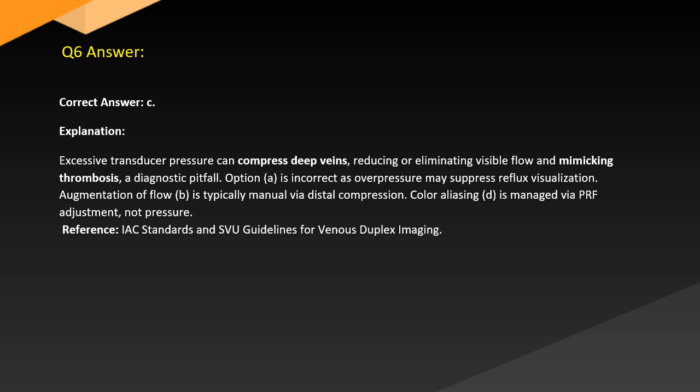Answer. Correct answer: C. Explanation. Excessive transducer pressure can compress deep veins, reducing or eliminating visible flow and mimicking thrombosis, a diagnostic pitfall. Option A is incorrect, as overpressure may suppress reflux visualization. Augmentation of flow, option B, is typically manual via distal compression. Color aliasing, option D, is managed by PRF adjustment, not pressure. Reference: IAC standards and SVU guidelines for venous duplex imaging.